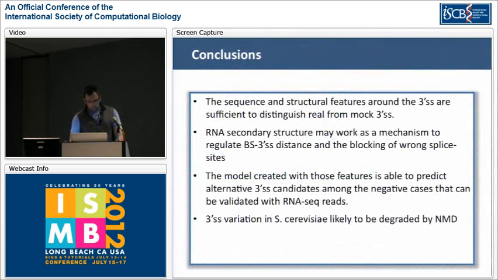Okay, so what I've tried to explain to you is that we start from a hypothesis that we want to explain the 3' selection in yeast. There was enough evidence to hypothesize that secondary structure may play a role, and then the genome-wide analysis is consistent with the hypothesis, and experimental tests also are consistent with the hypothesis, and then making a predictive model seems also to be able to describe not only the recognition of 3' splice sites, but also the possibility that there is alternative splicing in yeast.